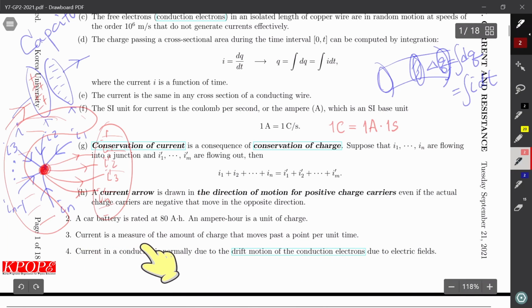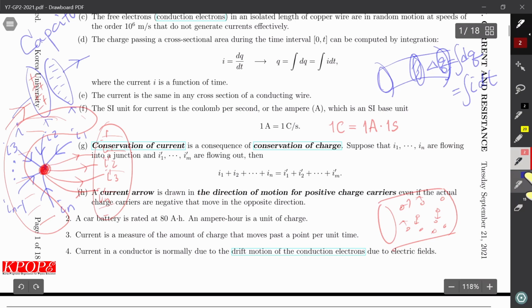Current is a measure of the amount of charge that moves past a point per unit time, charge over time. Current in a conductor is normally due to the drift motion of the conduction electrons due to the electric fields. These conduction electrons are randomly distributed inside the wire, and they are mostly in random motion.